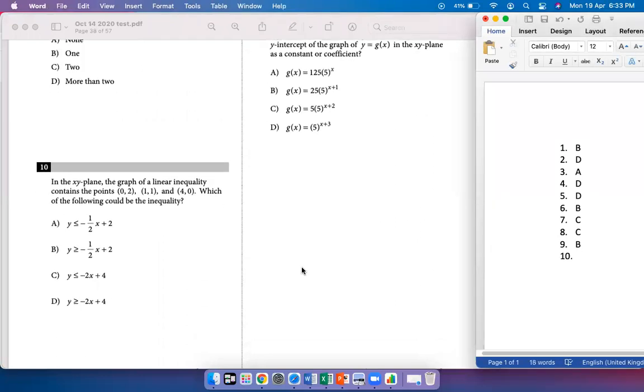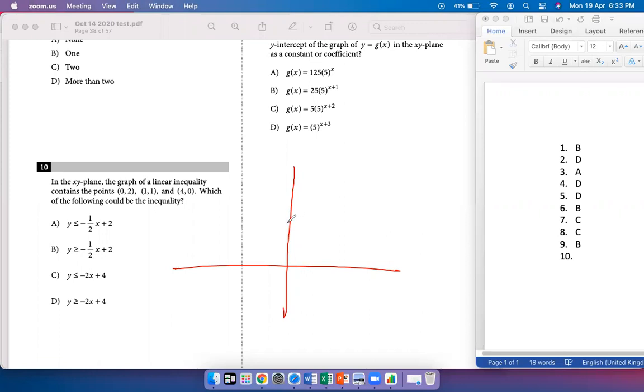Okay, next question. In the xy plane, the graph of a linear inequality contains the point (0, 2). So let's say this is (0, 2), (1, 1), and (4, 0). So the linear inequality contains these points. Which of the following could be the inequality?